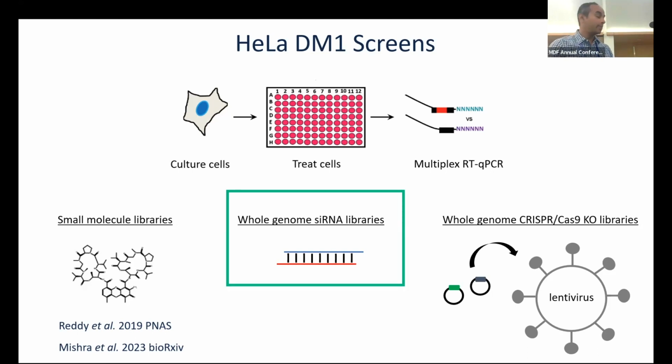And so today I'll tell you about an unpublished study where we carried out our genome scale siRNA knockdown screen using the HeLa DM1 cell line. And so we opted for a knockdown to start with over a knockout screen because we were interested in both essential as well as non-essential genes whose expression levels may modulate the toxic RNA.